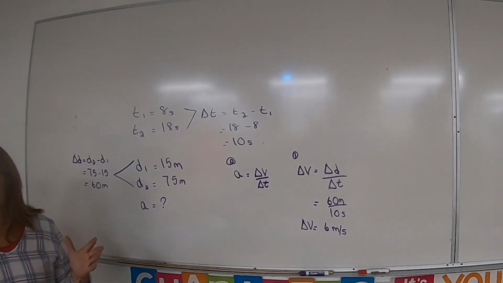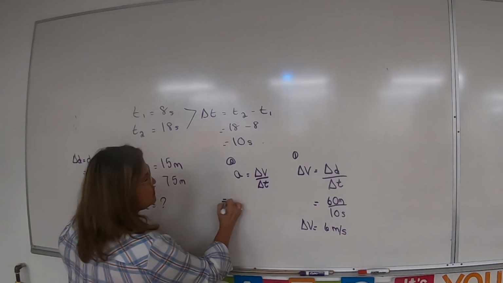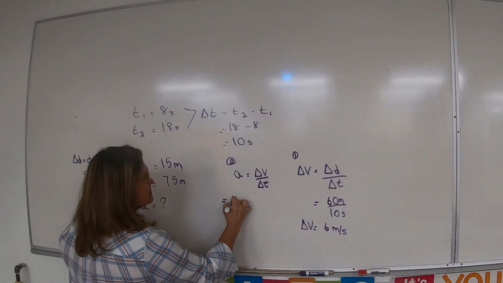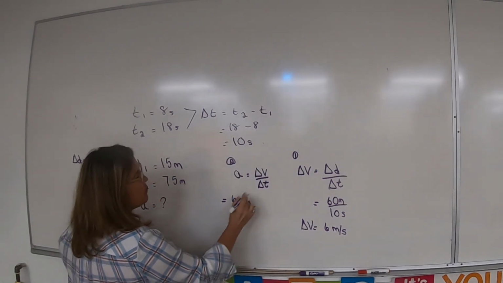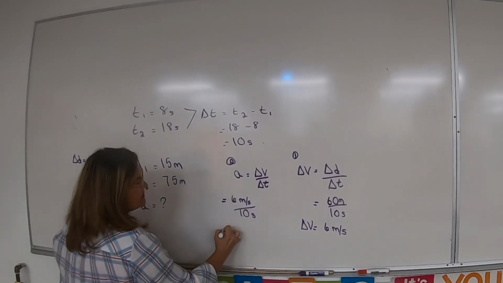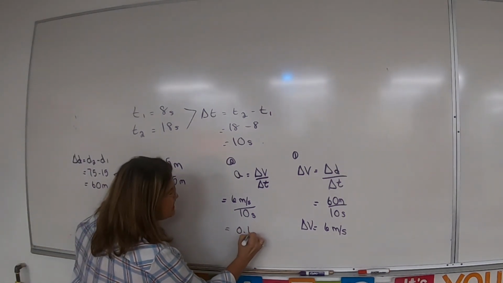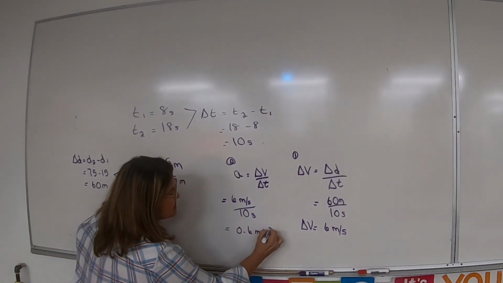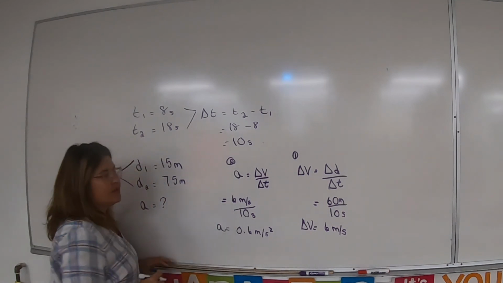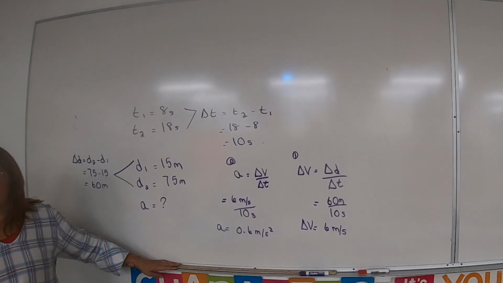Okay, well now I have enough information for equation 2. Acceleration is equal to change in speed, 6 meters per second, over change in time, 10 seconds. So I have 0.6 meters per second squared is your acceleration. So every second you are increasing your speed by 0.6 meters per second.